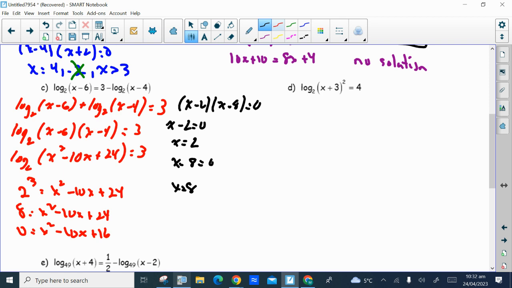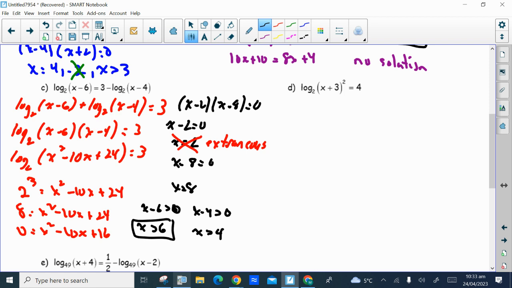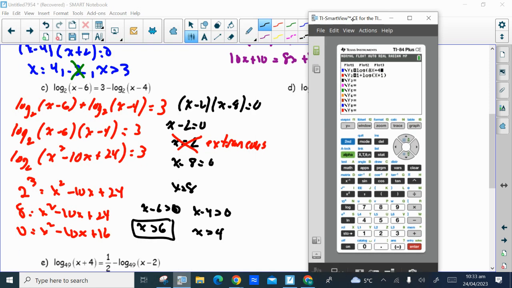If we look at our restrictions, x minus 6 must be greater than 0, so x has to be greater than 6. So that eliminates positive 2. That is extraneous. Our other restriction comes from the other argument of x minus 4. That must be greater than 0. So x has to be greater than 4. We would take the restriction that satisfies both, which is x must be greater than 6. The answer we got of 8 is greater than 6, but we will check it.